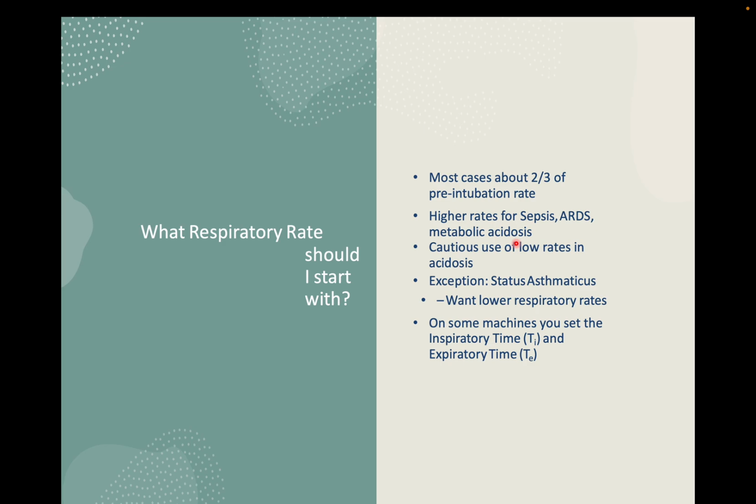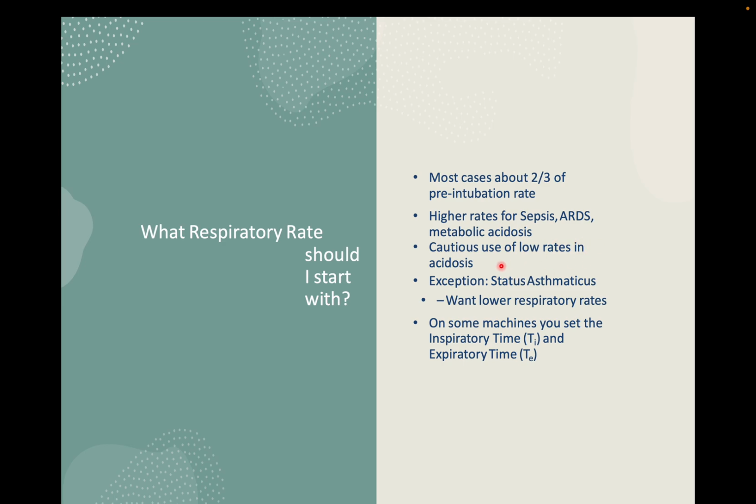If the set rate is not high, the remaining breaths won't be supported sometimes, in the case of SIMV or something. So the patient might be hypoventilating in those patients, so minute ventilation will decrease. That is why in the case of sepsis or ARDS and metabolic acidosis, whatever the pre-intubation rate is, calculate 2/3 and put them on a little higher respiratory rate, so that whatever spontaneous breaths he has are also supported.